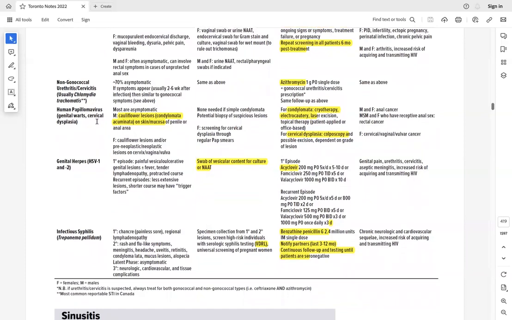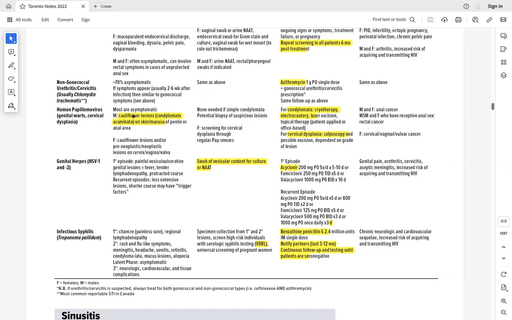Similarly, for HPV, we give vaccination. In females, we do cervical screening with pap smear every 3 years. But in males, we don't do any screening. If they just present with some presentation, ulcers, condyloma, then we treat accordingly. But if there's some abnormality in the pap smear, then the next step is colposcopy. We won't do colposcopy ourselves; we will refer them to the gynecologist for colposcopy.